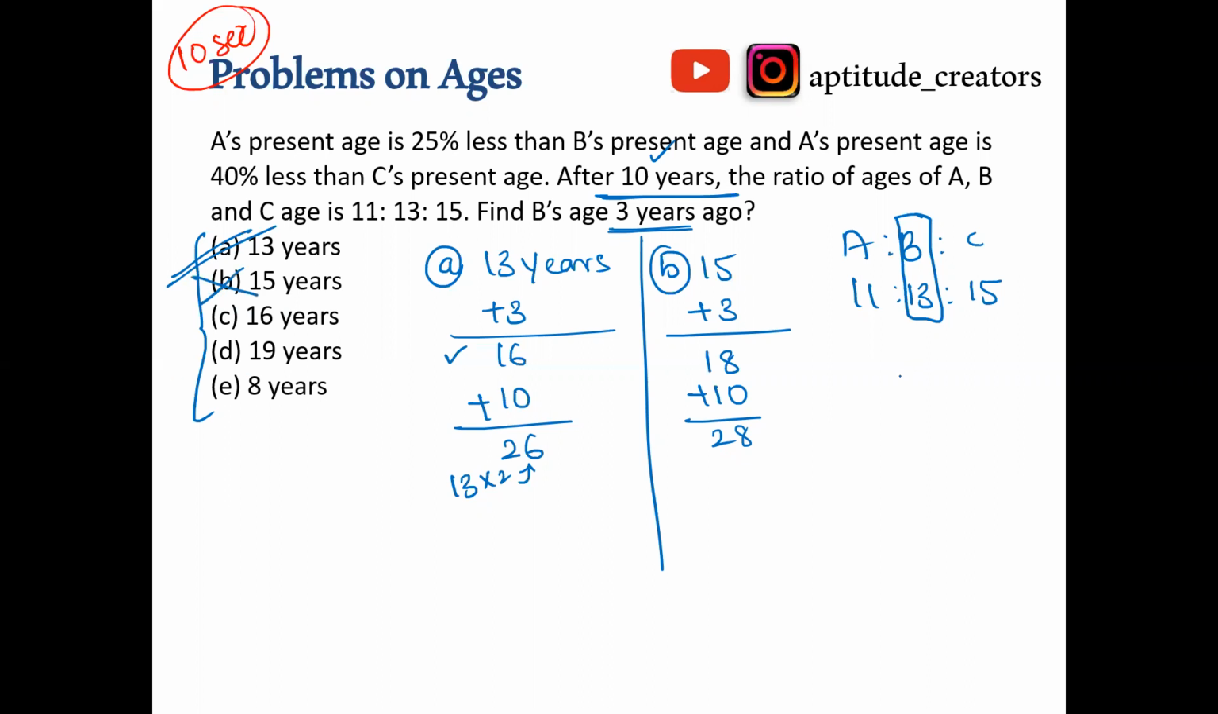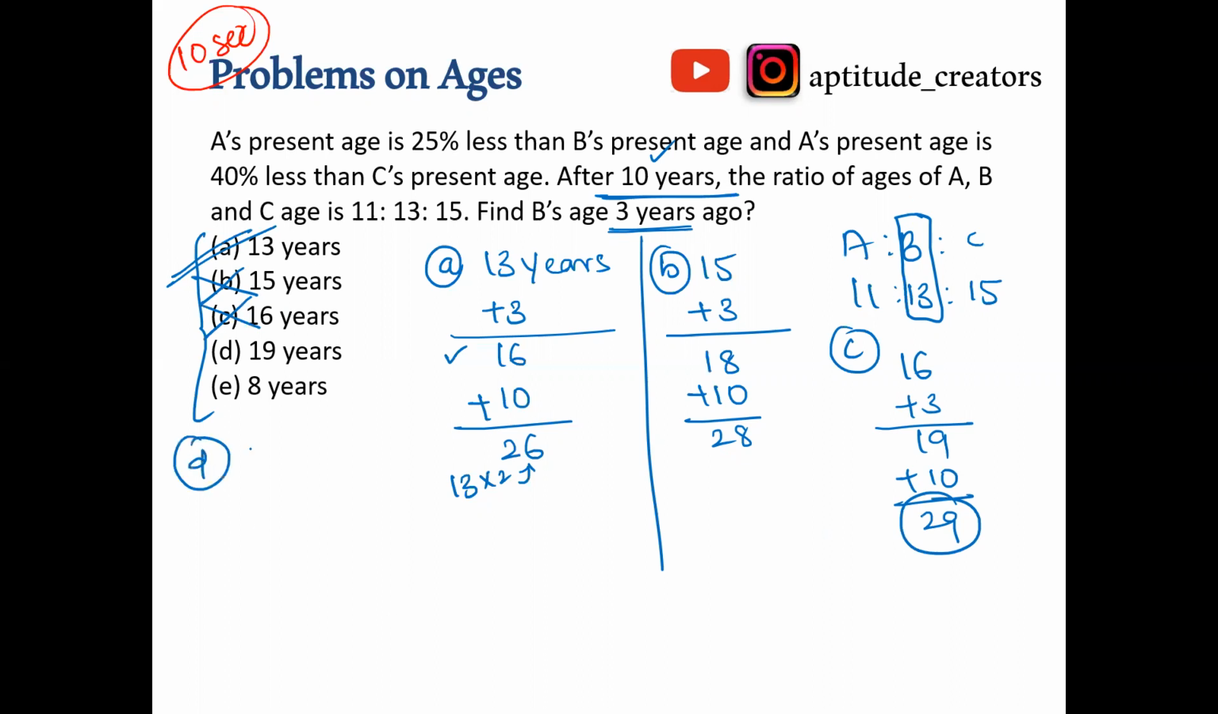Now, what about option C? 16 years is 3 years ago. Now, the present age is 19. After 10 years, 29. And the ratio must be 30. The ratio must be, meaning this number must be divisible by 13. But this number is not divisible by 13. I can eliminate option C.